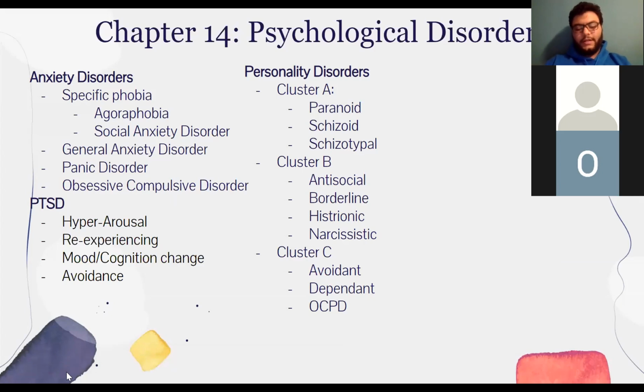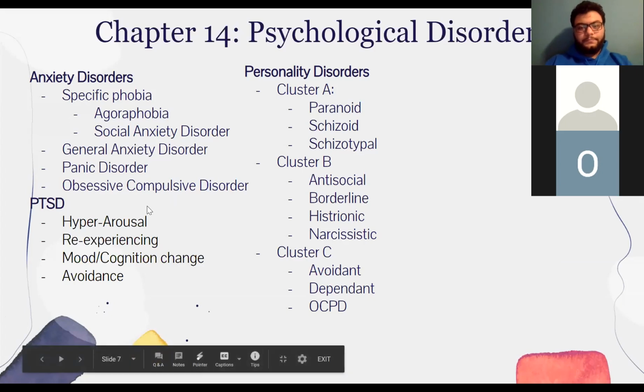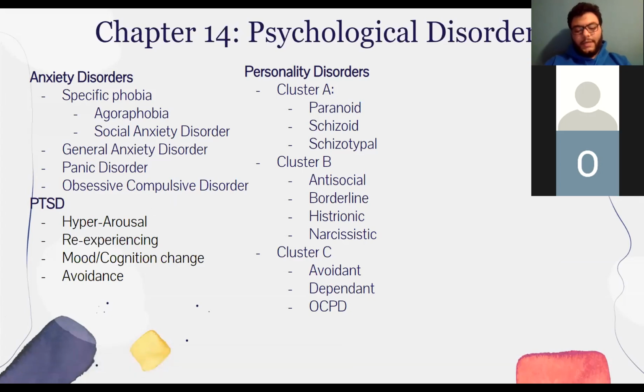Schizoid personality disorder would be a detachment from social relationships and restricted emotional expression. And schizotypal would be thoughts, appearances, and behaviors that are disconnecting to others. So these would all be related more to odd behavior, eccentric behavior.